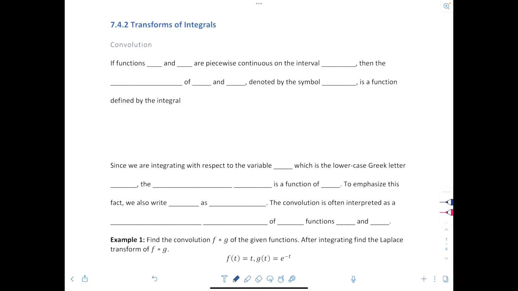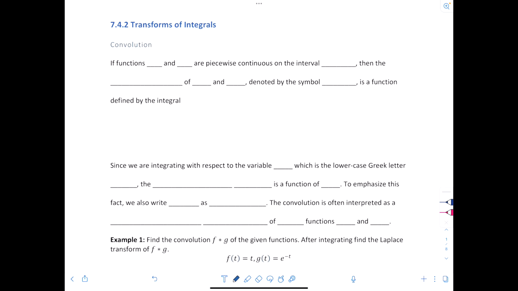Today we'll be looking at section 7.4.2 from the Zill Intro to Differential Equations text and covering transforms of integrals. So this is a continuation of our chapter on Laplace transforms.